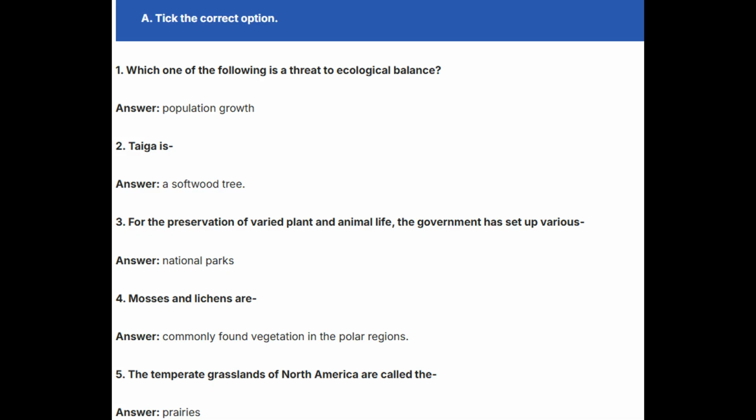Third, for the preservation of varied plant and animal life, the government has set up various national parks. Fourth, mosses and lichens are commonly found vegetation in the polar regions. Fifth, the temperate grasslands of North America are called the prairies.